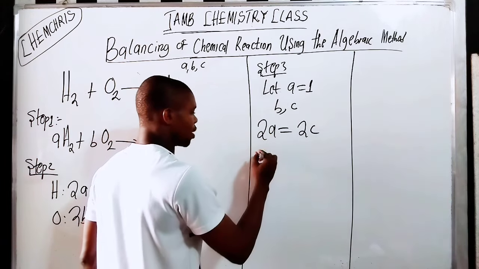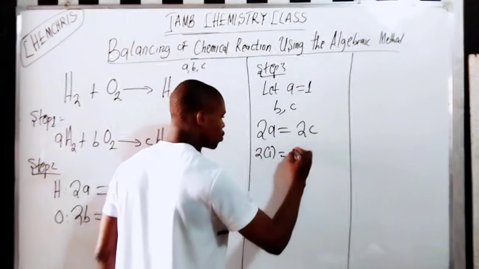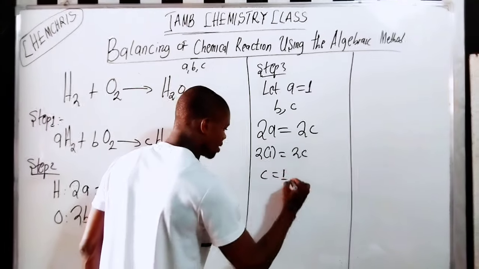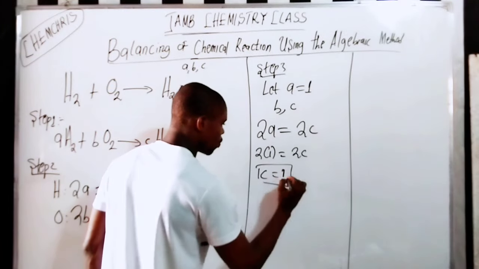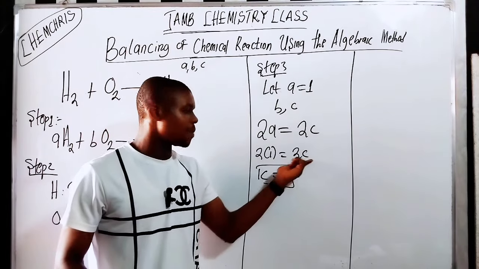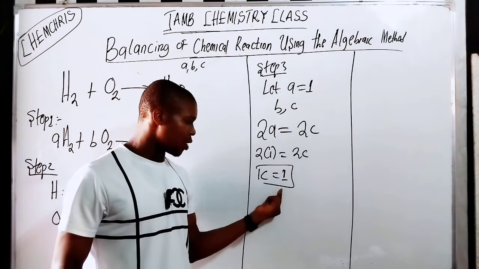If I input 1 here, it's going to be 2 times 1 equals 2C. Making C the subject of the formula, C equals 1. You understand? Because 2 times 1 is 2. Divide both sides by 2, and you get C equals 1, right?